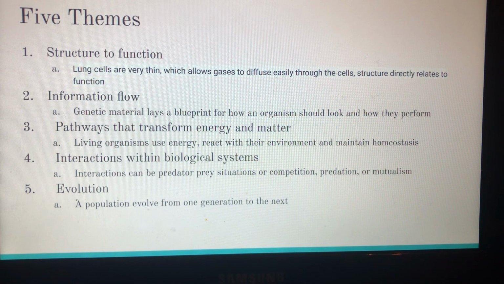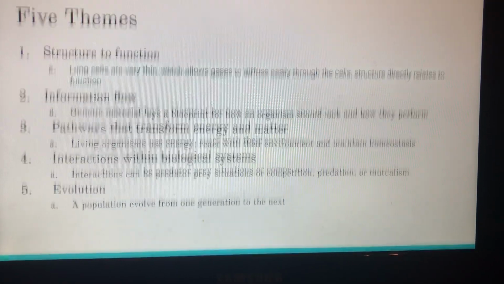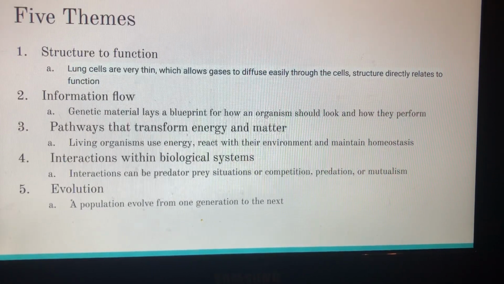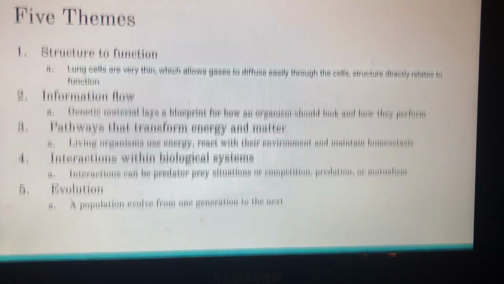The first thing we talked about in our paper was the 5 themes, and to list those, it is structure to function, an example being how lung cells are very thin, which allow gases to diffuse easily through the cells. Structure directly relates to function. Our second theme is information flow. An example is genetic material lays a blueprint for how an organism should look and how they perform.